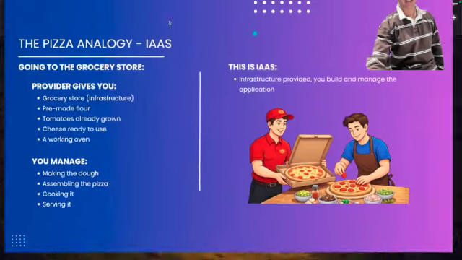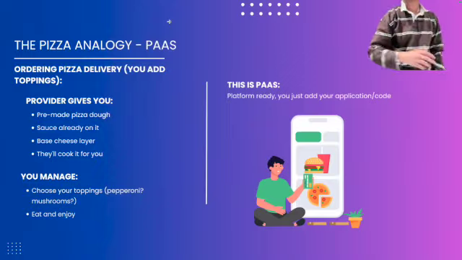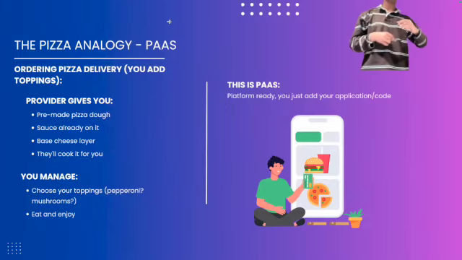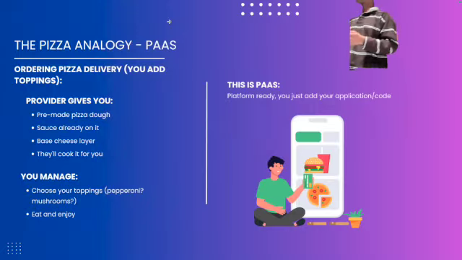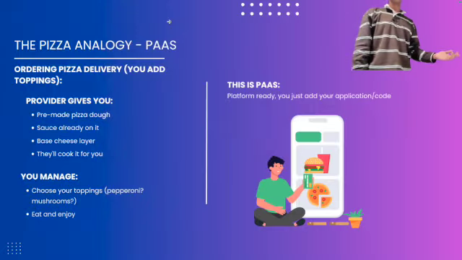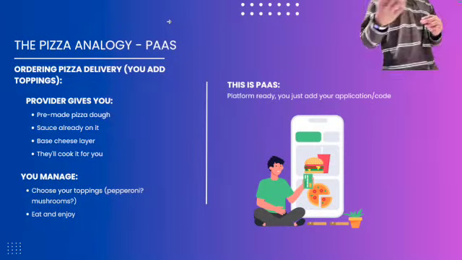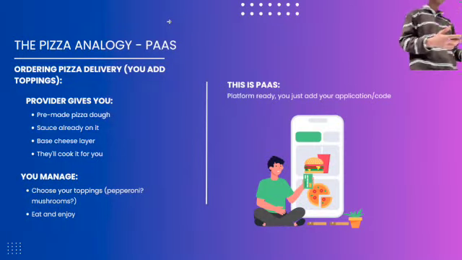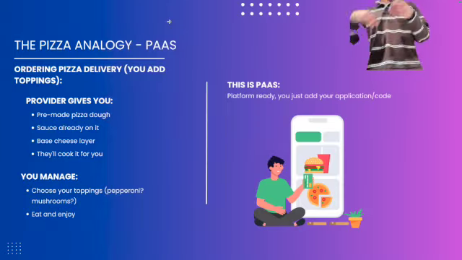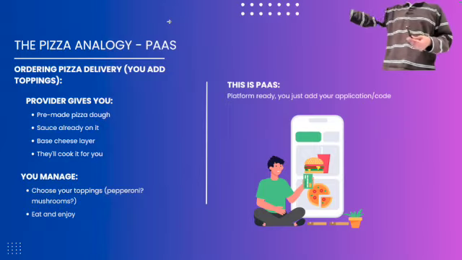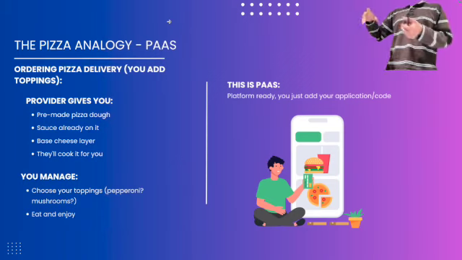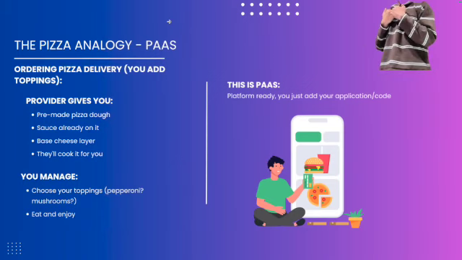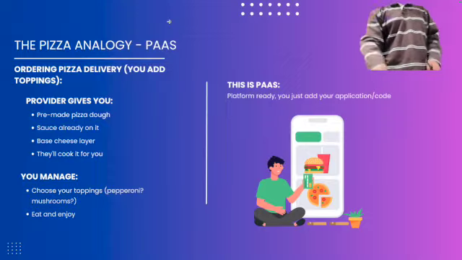So keeping that in mind, let's go ahead to platform as a service. When you're ordering pizzas, you add the toppings, you pre-make your pizza dough. Your sauce is already on it, base cheese is a layer, they'll cook it for you. You just choose your toppings, right? If I go to Domino's right now, I just tell them I want peri peri chicken and they will make it. That's it. They have the oven, they have everything. I don't need to go there and knead the dough.